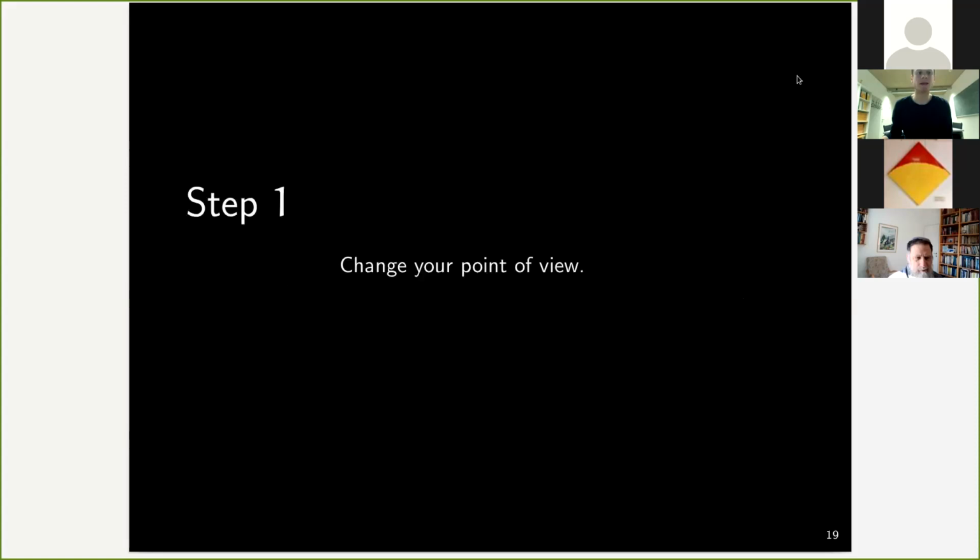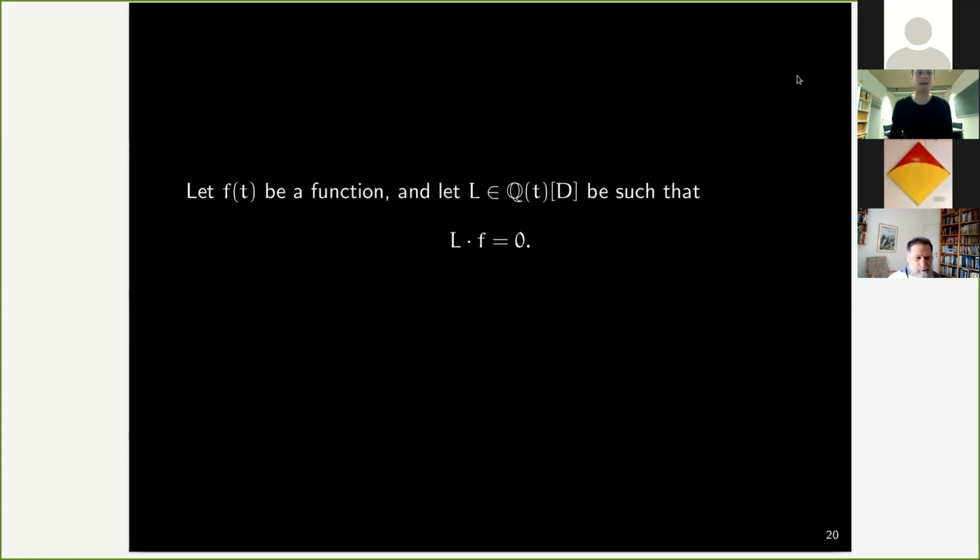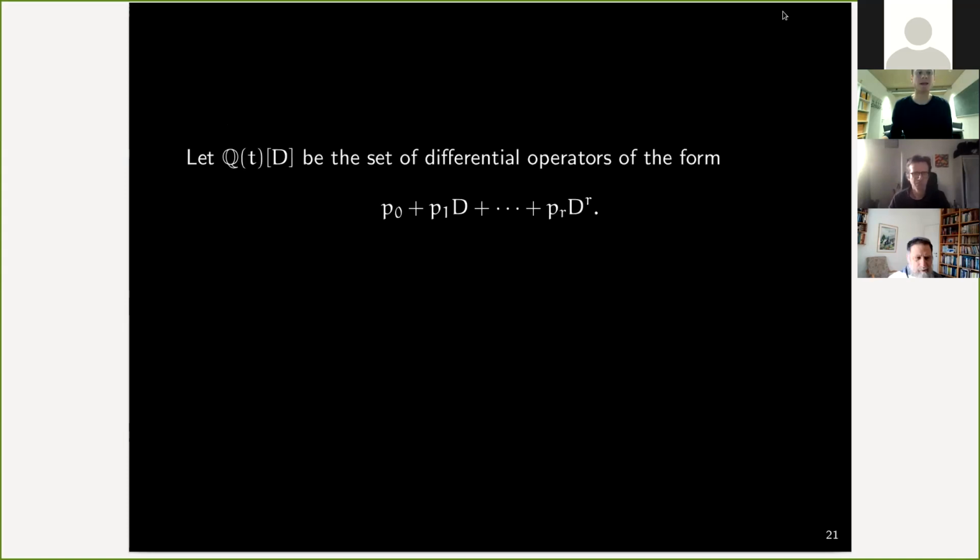And well, the first step is to change your point of view in the following sense. Instead of saying that you have a function f which satisfies the differential equation, you say you have a differential operator which annihilates your function. So changing to this operator point of view is quite useful, because the set of differential operators of this form here has quite nice properties.